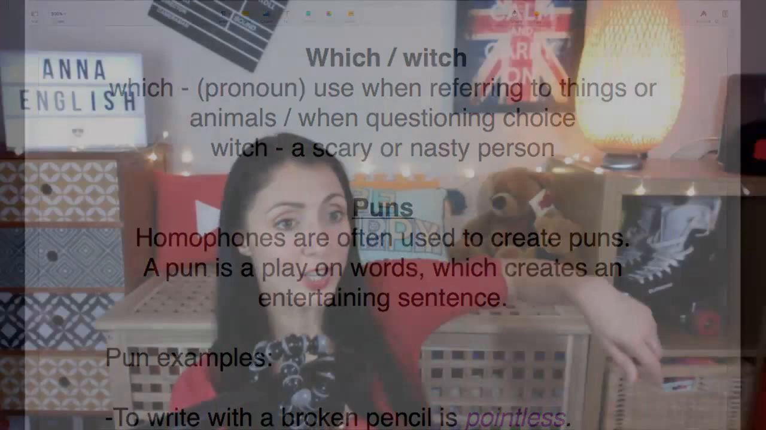So, viewers, which bear do you prefer? Do you prefer Bernard, or do you prefer Benjamin? Which one is your favourite bear? Which one? They're both my favourites. So, which as questioning choice.